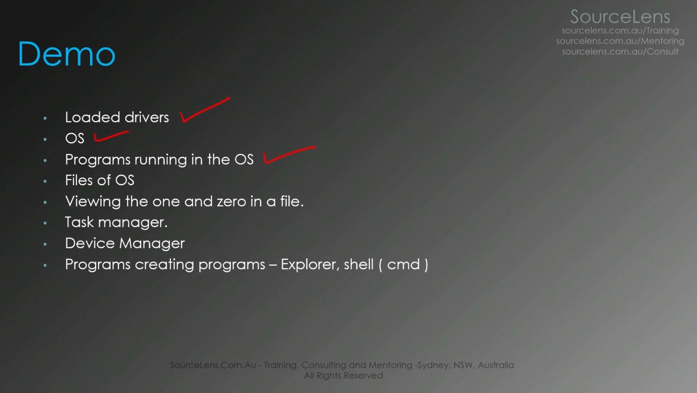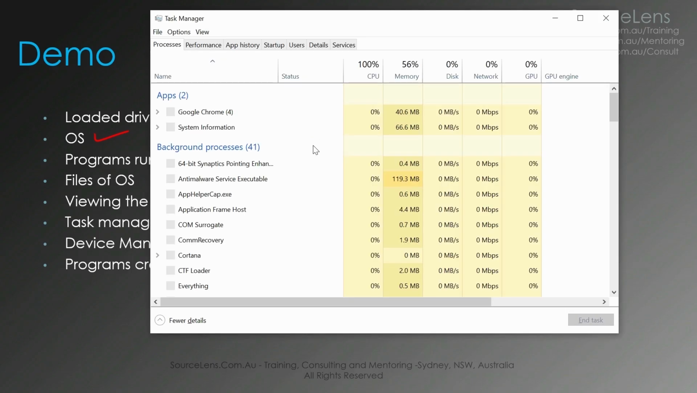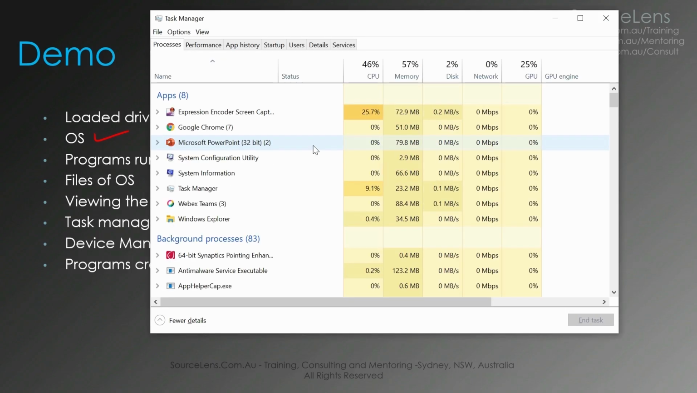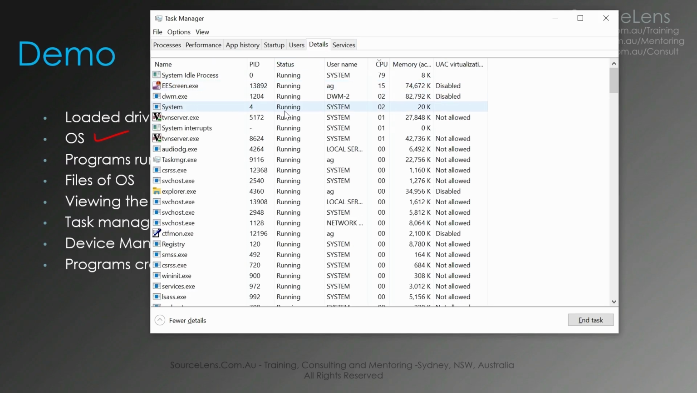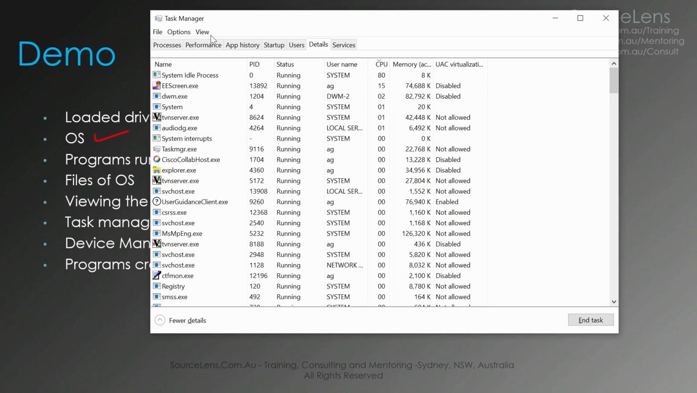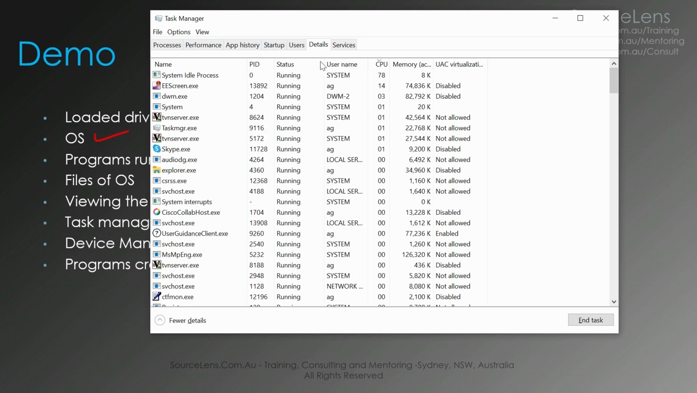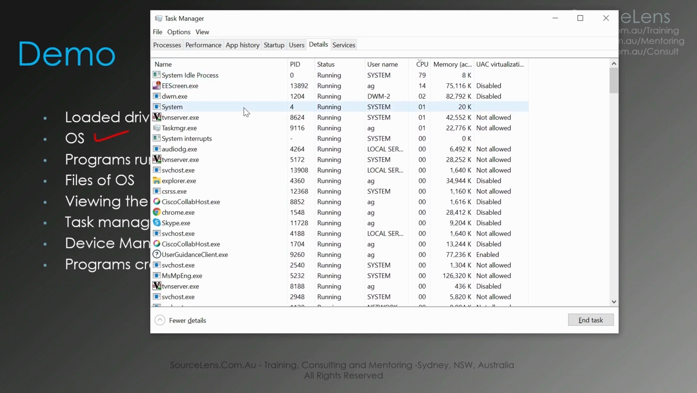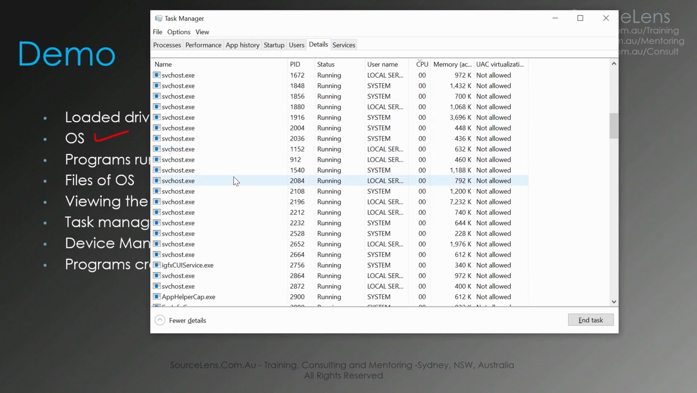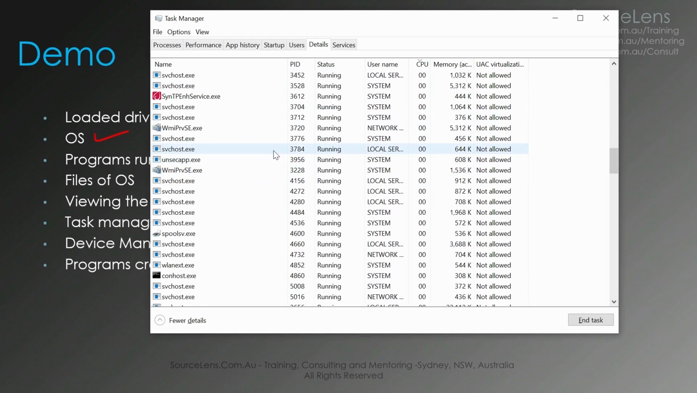For that, we will go to the Task Manager. The keyboard combination for Task Manager is Control-Shift-Escape. If you press Control-Shift-Escape, you will get the Task Manager. And the tab which is of interest is the Details tab. You can go to any other tab if you want. So this is the Details tab. These are the different computer programs or processes running in the system right now.